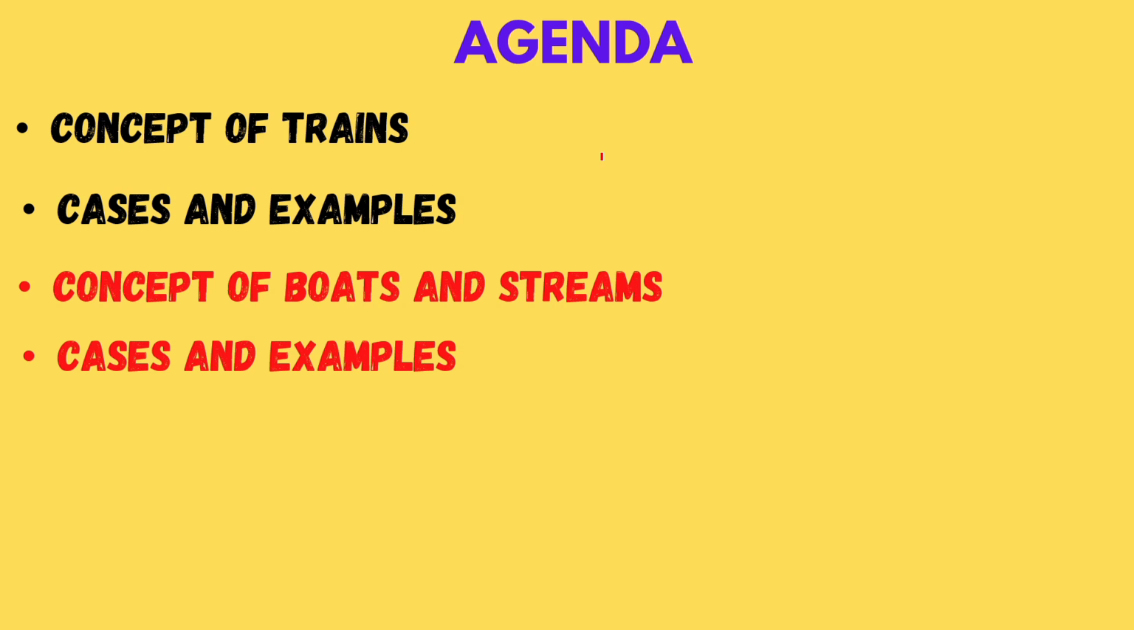Our agenda for this session is to look into the concept of trains. After that, we will solve some examples and also delve into the different cases involved in the concept of trains. After that, we'll move on to boats and streams, and then we'll look into different cases and solve different examples. So let us start with the concept of trains.